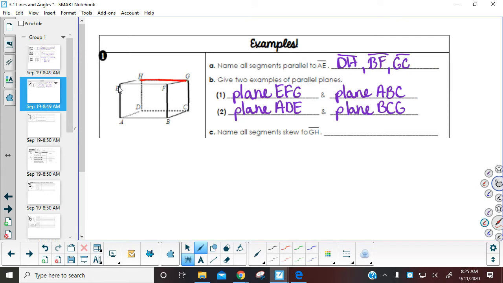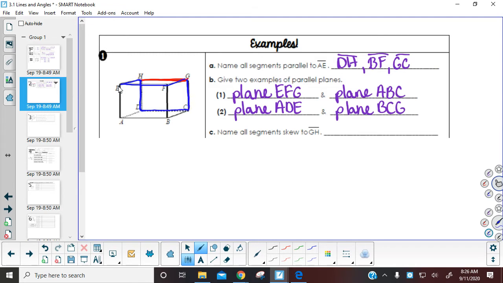So what I do to help me see it, I'm a visual person, is I go ahead and outline the ones that won't work. So first off, we know to be skew, they have to be non-coplanar. So I'm going to eliminate all of the segments that are in the same plane. Okay, so HG is part of the top. So is this, so is this, so is this. HG is also part of that back rectangle. So is this segment, and this segment.